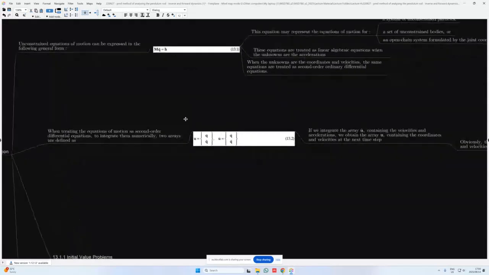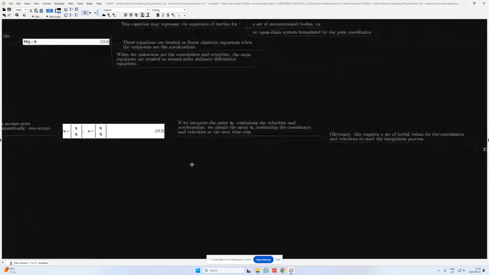And in that case, we specify two vectors. Firstly, we have a u vector, which is simply the coordinates and the velocities combined. And then if we take the time-based derivative of the u vector, we end up with u dot, which is simply q dot, so the velocities, and then q double dot, the accelerations.